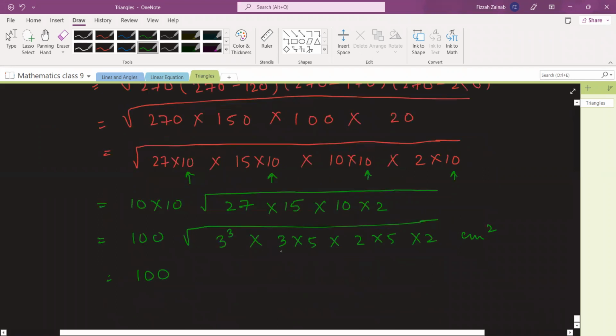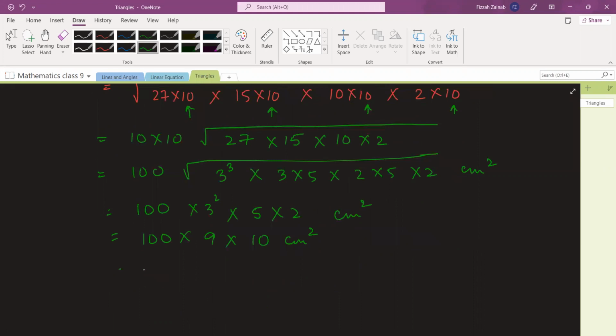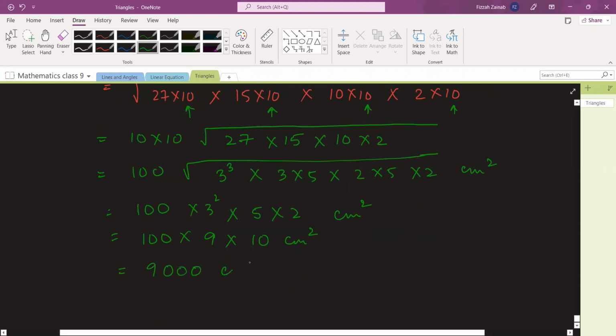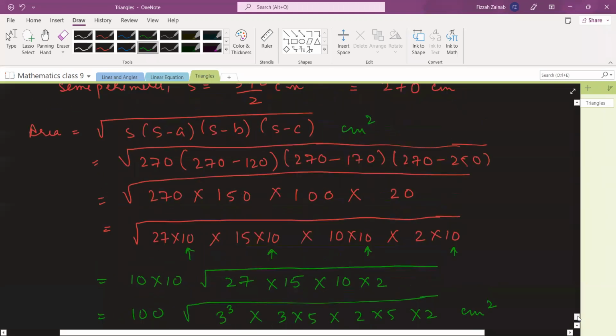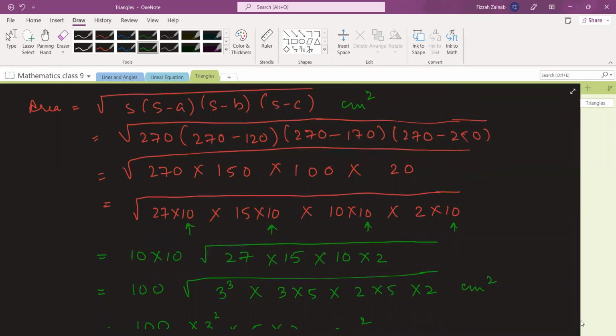Right. Now you have 3 to the power 4, right? So 3 to the power 2 will come out. And then 5 will come out and 2 will come out. So this is 100 into 3 into 3 is 9 and 2 into 5 is 10 centimeter square. So you get 9 into 30 centimeter square as the answer. Please everybody do the calculations on your own.